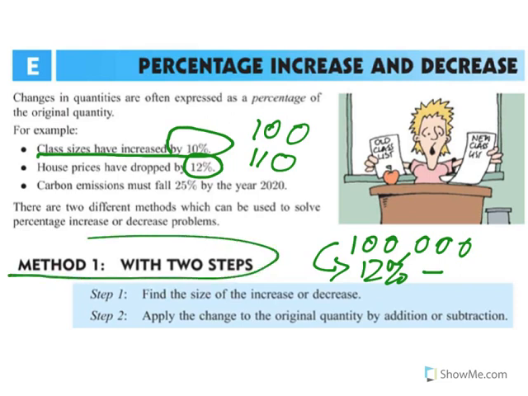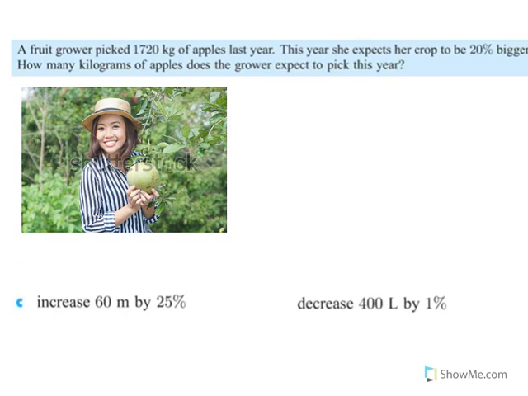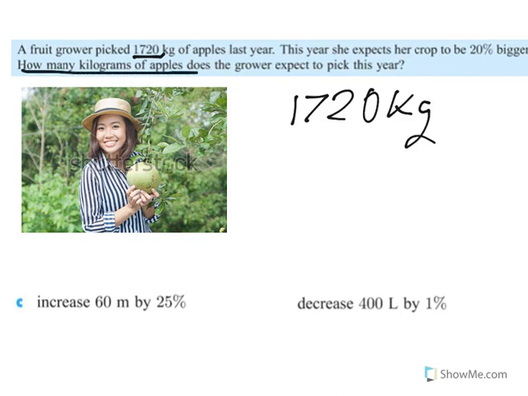The first method is with two steps. We find the size of the increase or decrease, and then we apply the change to the original quantity by adding or subtracting. So let's look at this example here. A fruit grower picked 1,720 kilograms of apples last year. This year, she expects her crop to be 20% bigger. How many kilograms does she expect this year?